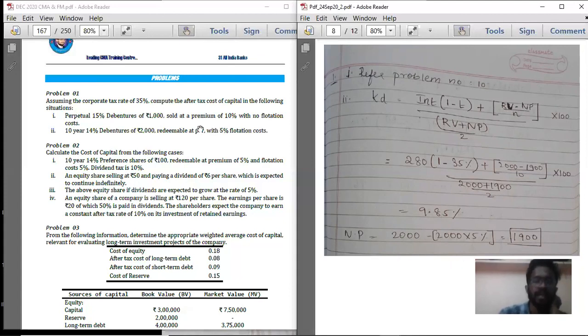Flotation cost should always be calculated at the value of debentures at which it is sold. So 2000 into 5% is 100 rupees. So 2000 minus 100 is equal to 1900. 1900, that is net profits.